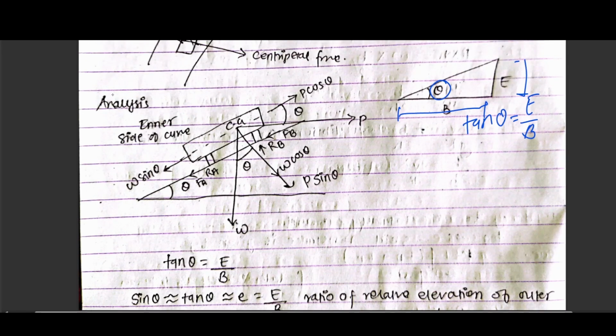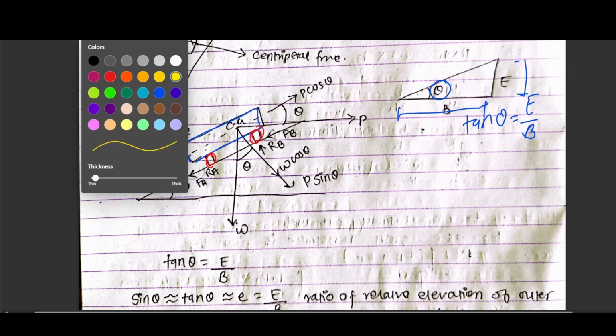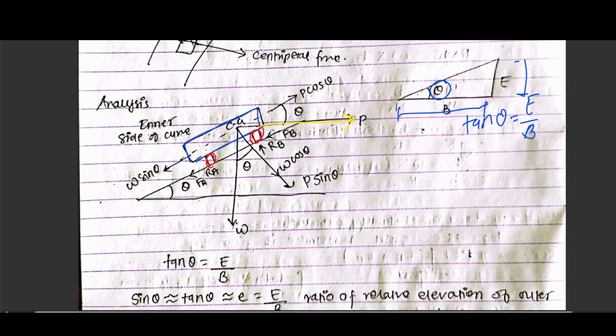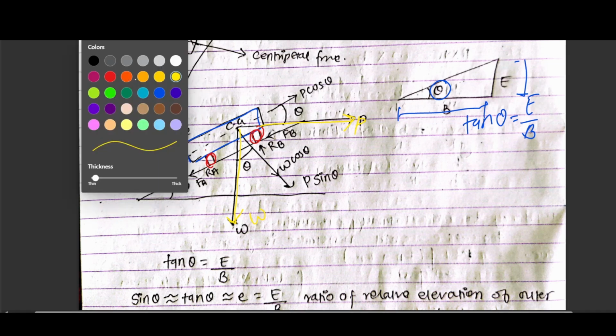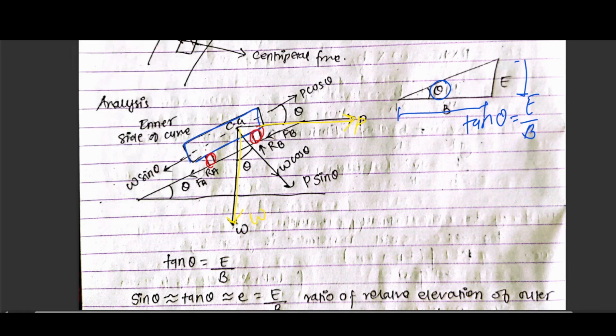So let's move on to this figure. I think this figure is pretty clear, because this is the vehicle, and this is the wheel of the vehicle. And let's move on to these forces. This is the P force, that is the centrifugal force, and this is the W force, that is the weight of the vehicle. It's not shown clearly. And this is the frictional force, this is the normal reaction RA, and this is the angle theta.